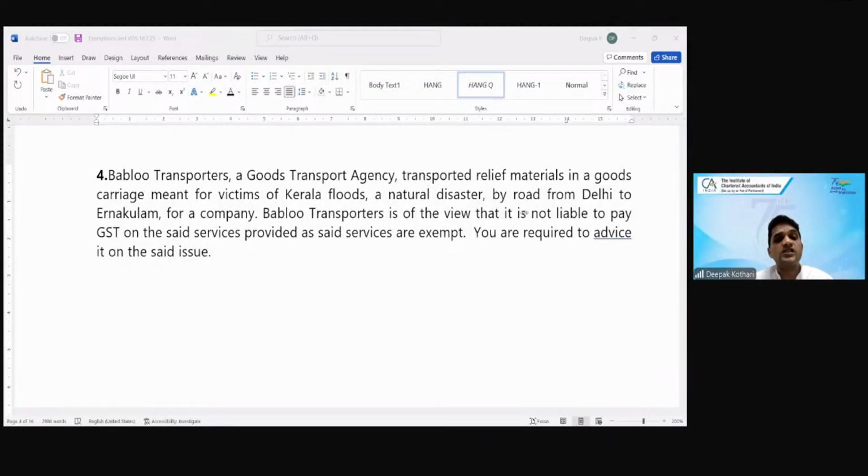GST is covered under RCM. Oh God. So Rangula is saying that it is exempt, not exempt, doesn't matter. It is covered under RCM. So GST has to be paid by the company because Pablo Transporters is a transporter. If it is exempted or it is payable under RCM, Pablo Transporter does not have to pay. Is that the correct thing?